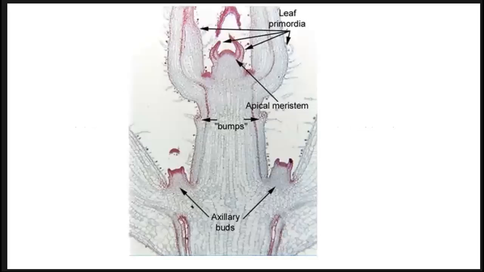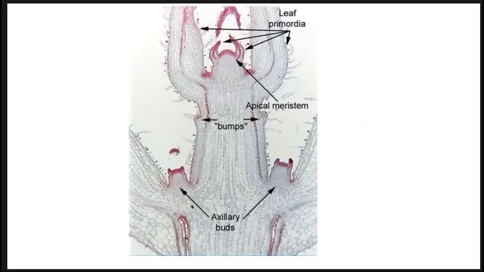This is a thin slice taken from the tip of a plant shoot and photographed through a microscope. Photographs taken through a microscope are called photomicrographs. This figure shows a longitudinal section which passes through two small developing leaves near the tip of the shoot and two larger leaves below them.